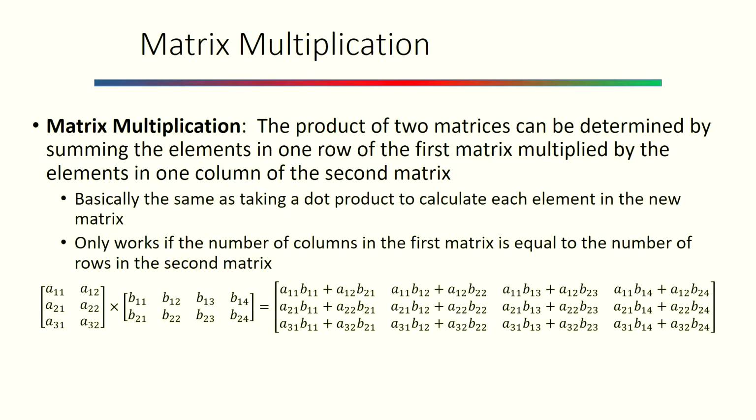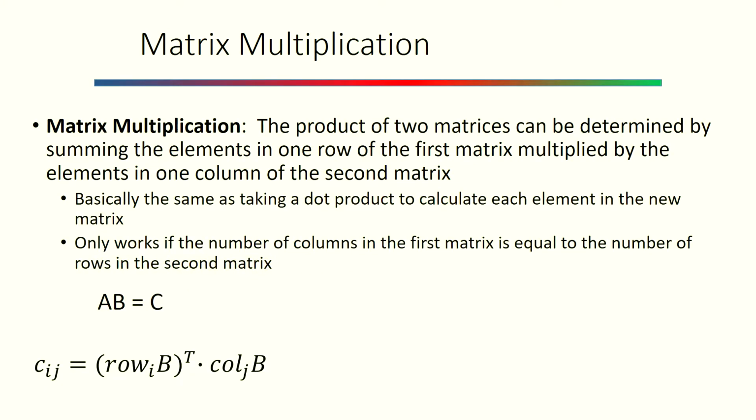For instance, the element in the top left of the new matrix, or in other words, element 1,1, will be the dot product of the first row of matrix 1 times the first column of matrix 2. It is thus equal to A11 times B11 plus A12 times B21. Let's now also look at how we would calculate, for instance, the element in the second row and third column of the new matrix. It will be equal to the dot product of the second row of matrix 1 and the third column of matrix 2, and hence is equal to A21 times B13 plus A22 times B23.